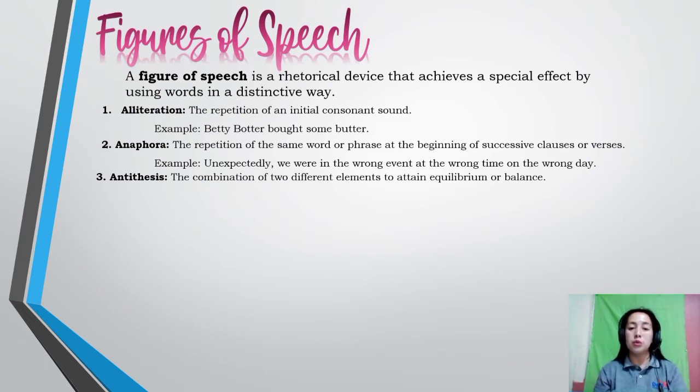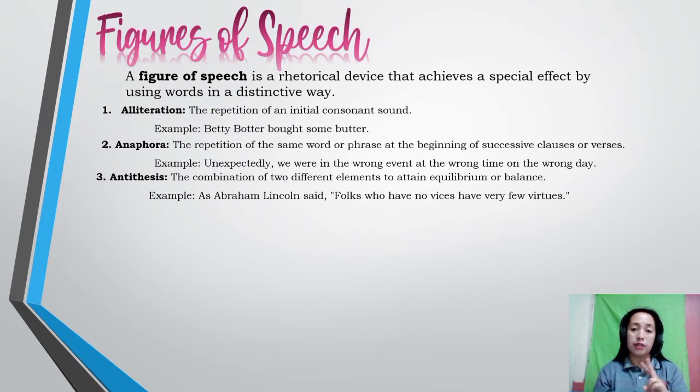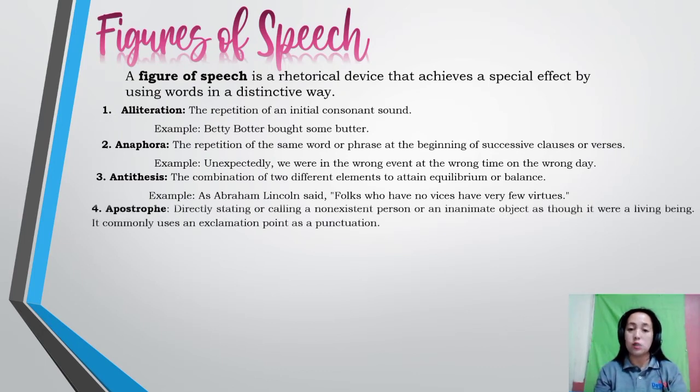Okay. Number 3, antithesis. The combination of two different elements to attain equilibrium or balance. Example, as Abraham Lincoln said, folks who have no vices have very few virtues. Vices and virtues are two different things, two different elements. Pero ginagamit na siya in fact, contrasting gani sila, no? Vices, bisyo, and virtues, maayo nga pamantasan. They are contrasting elements sila. Lain ang isa in a positive way, ang isa in a negative way, but we are using them in one sentence only, that is antithesis, to attain equilibrium and balance.